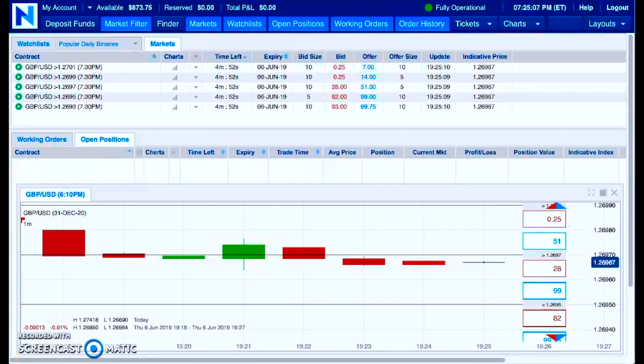So we are at 73.75 in the account. On the next trade, we're scaling up to 8 contracts.